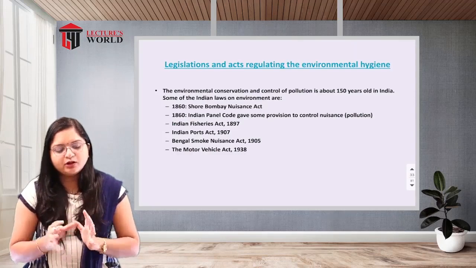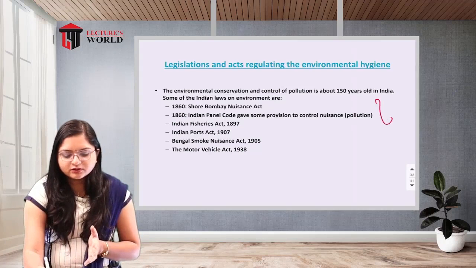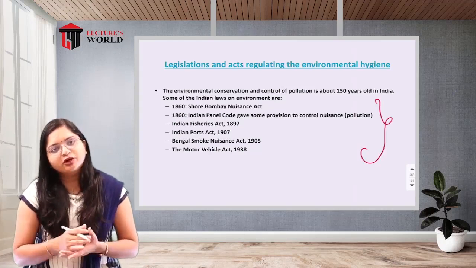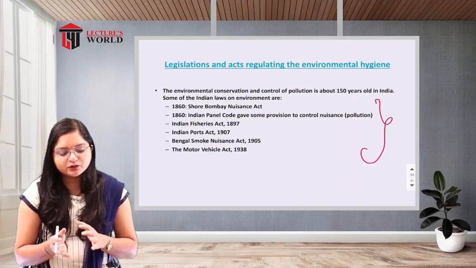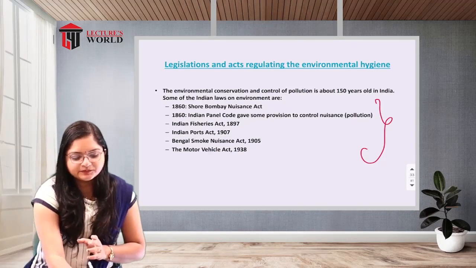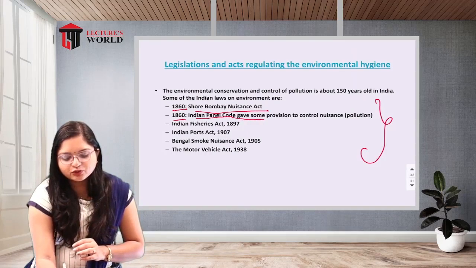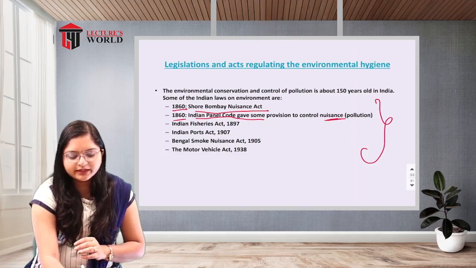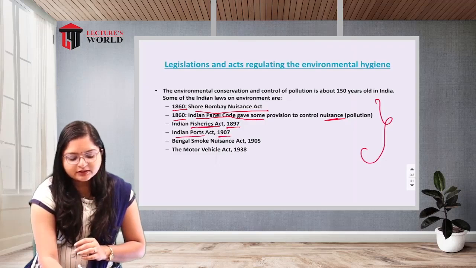So some of the Indian laws of the environment are these, all laws which regulate environmental hygiene. The first law of the environment was formulated in 1860, that is the Shore Bombay Nuisance Act. Then again in 1860, the Indian Penal Code gave some provisions to control nuisance. Then the Indian Fisheries Act came in 1897. Then in 1907 the Indian Ports Act came.